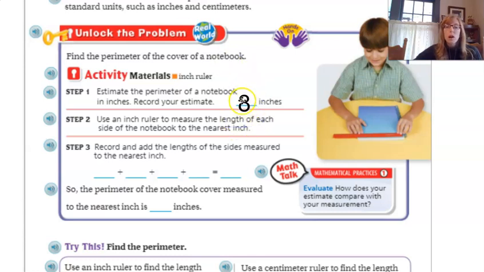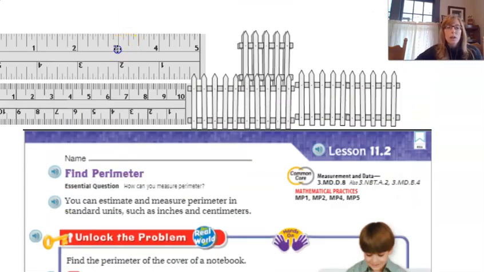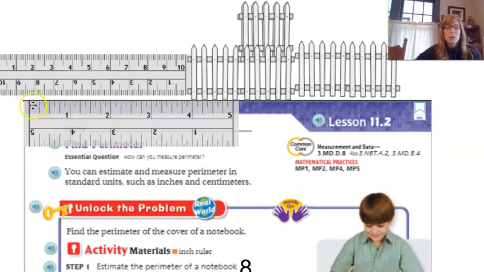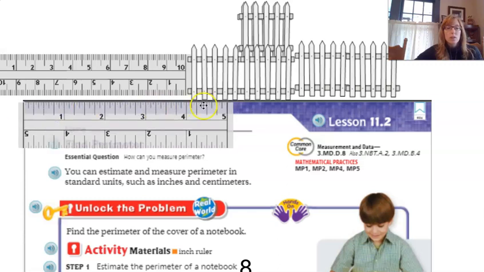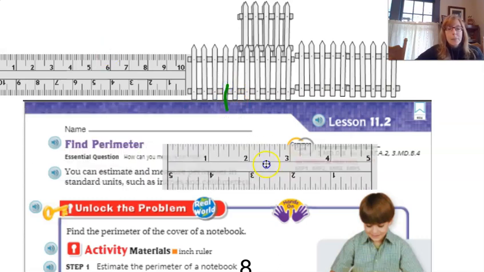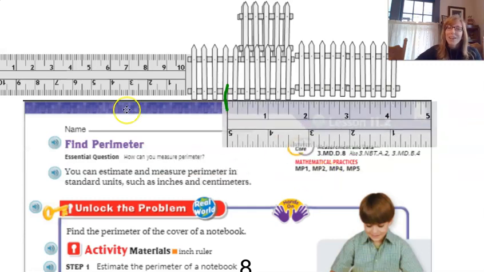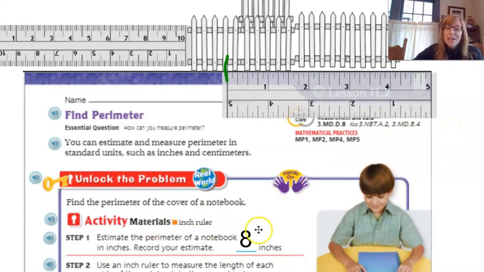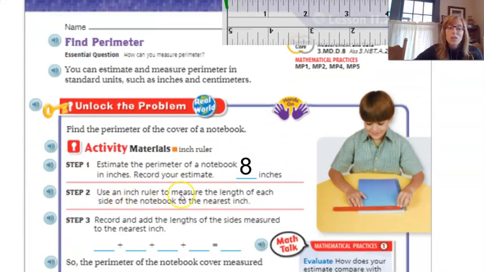All right, so hopefully you are able to measure. If I take this and measure across, you would see that that's right on the edge. So there's 5 inches, and then I'm going to have to make a little mark on my book so I can tell where I stopped. Then I need to move this over here, and look at that. 5 inches to there, and then 5 inches to there. So my book, when I actually measure it, was not 8 inches, it was 10 inches. Use an inch ruler to measure the length of each side of the notebook to the nearest inch. So it was not exact, it was 10 inches instead of 8 inches, but my 8 inches was a really good estimate. That was not too far off.